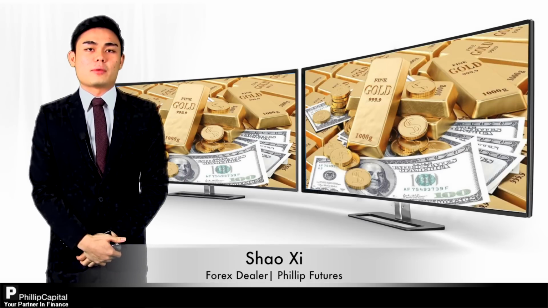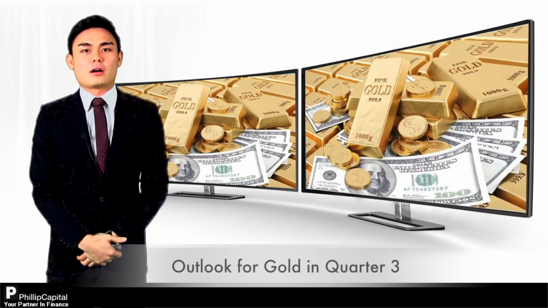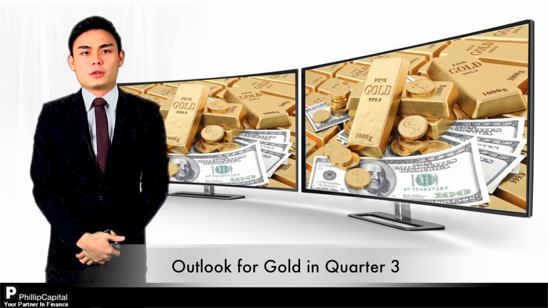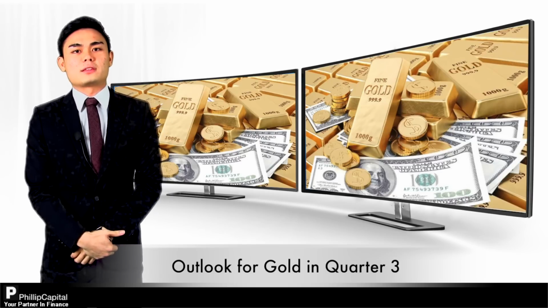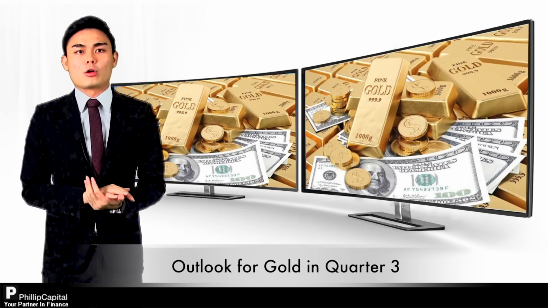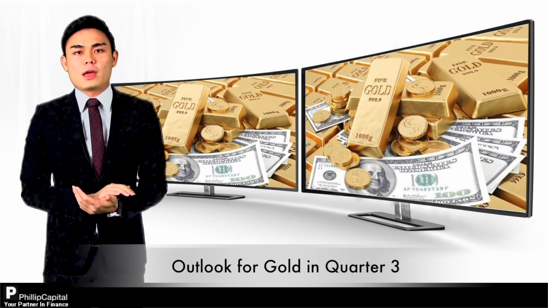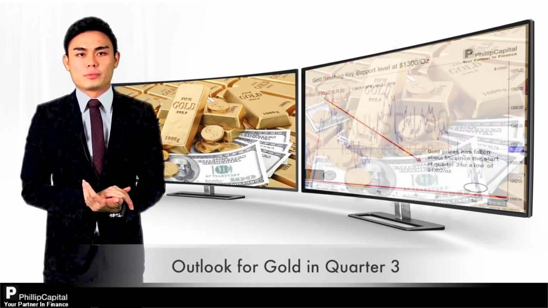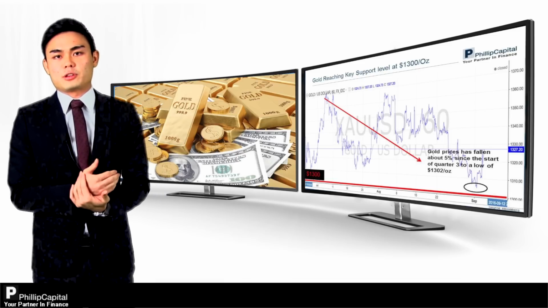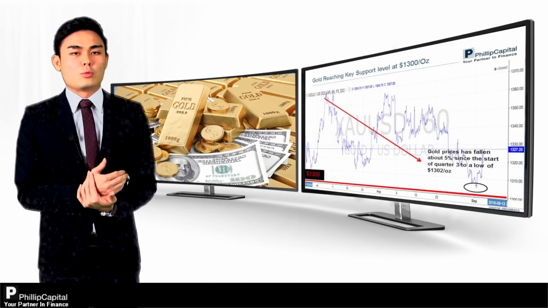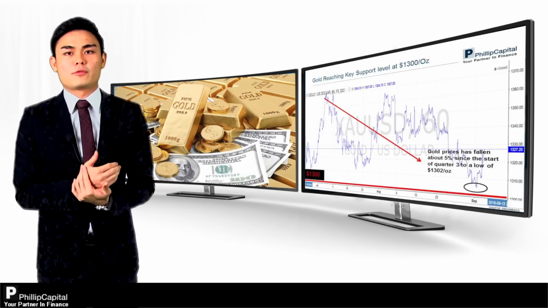For this week's episode of Market Watch, I will be focusing on the outlook for gold in Quarter 3. So, we are halfway through Quarter 3 of 2016. Today, we will do a recap on gold for the past quarter and where it is heading in the remaining year. After seeing gold in an uptrend since the start of the year, we are finally looking at a downtrend movement for gold.